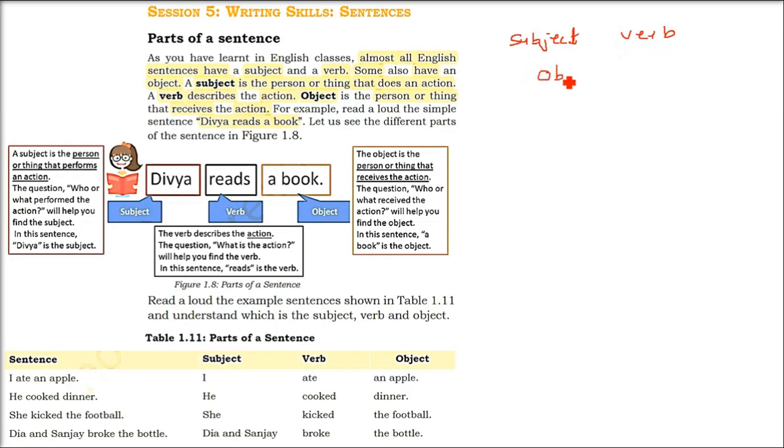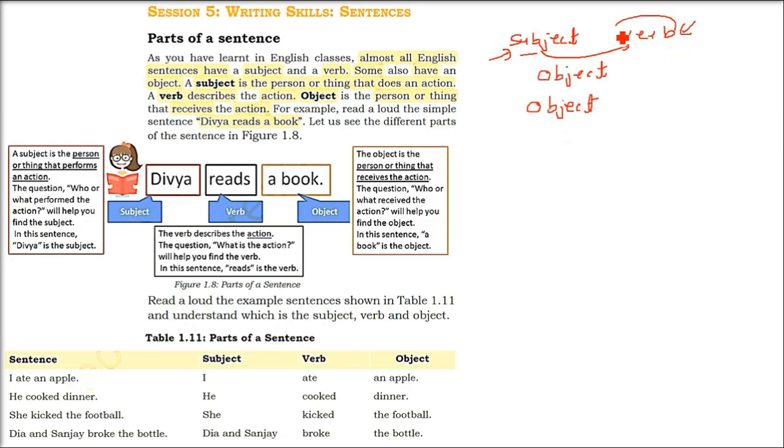But some also have an object. Now the question comes, subject and verb we already know, but what is an object? The subject is the person or thing that does an action. That is, a subject is any person, you and me, or any thing that does a certain action, like works, sit, eat. These are the verbs associated with the subject. An object is a person or a thing that receives the action.